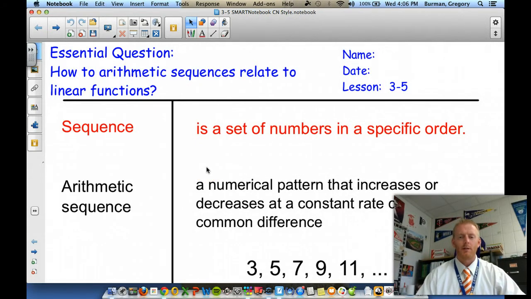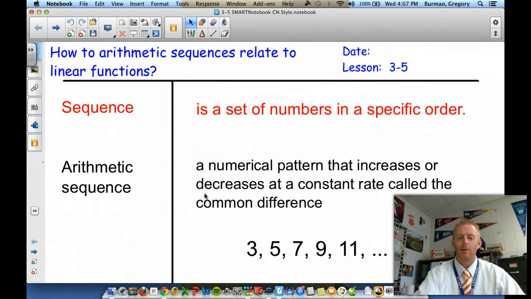Boys and girls, we are talking 3-5 for our lesson today. We're talking about arithmetic sequences. An important question up here for our essential question. And please make sure you have a sequence written down because we will be using that word, and an arithmetic sequence. And so a sequence is just a specific set of numbers in a specific order.